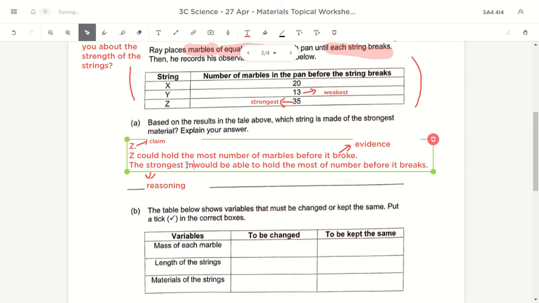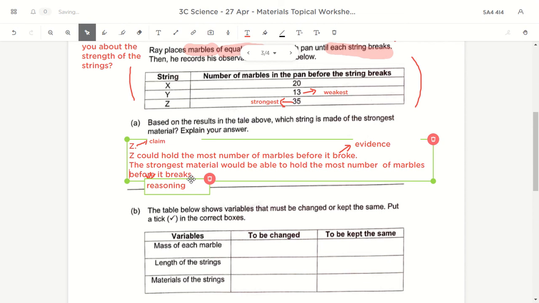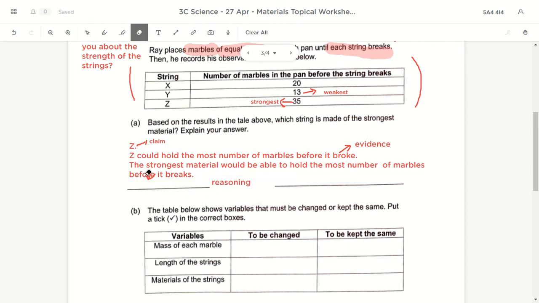The strongest material would be able to hold the most number of marbles before it breaks. Okay, so this is the reasoning part. Let me just erase away the arrow, and then redraw the arrow.